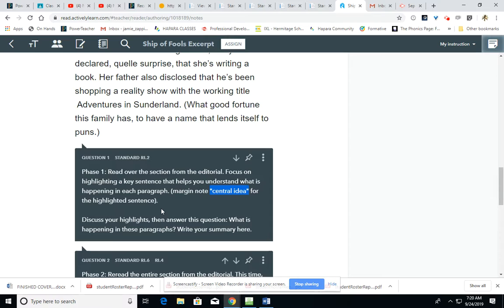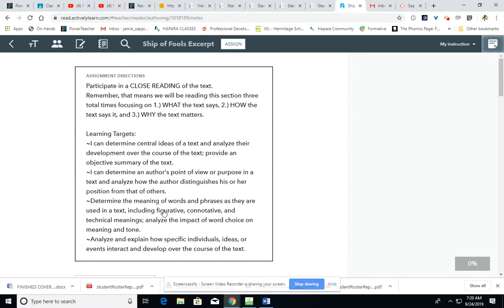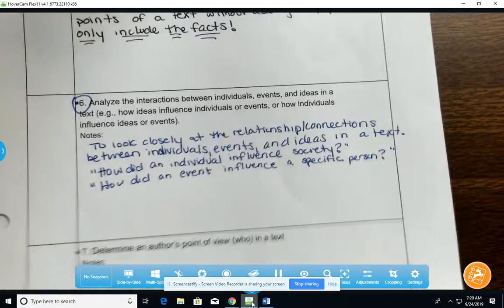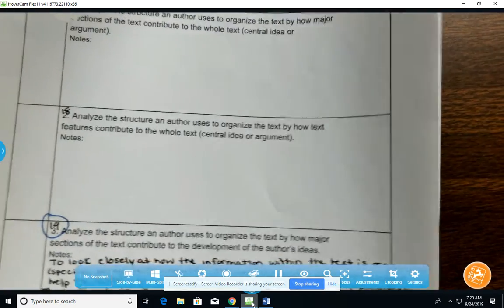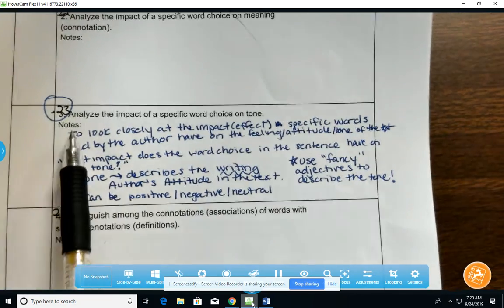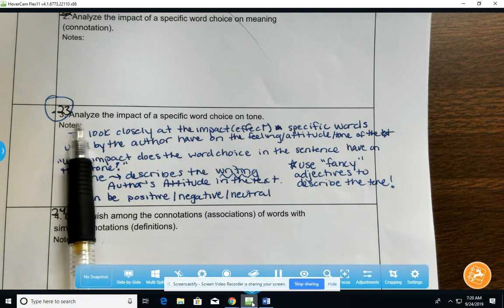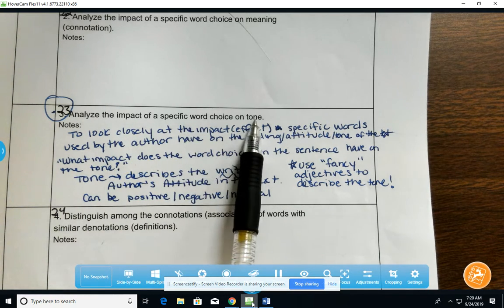In phase 2 for the reading, we're going to go back into how the text says it. We're going to focus on a couple different things for how the text says it. First thing we're going to focus on is learning target number 6. Or excuse me, number 23. Learning target number 23 is a new one. So these notes you'll have to get into your notebook during interventions. 23 is to analyze the impact of a specific word choice on tone.